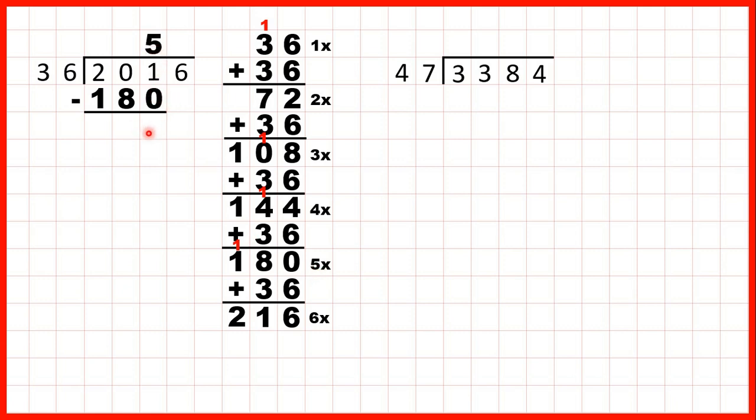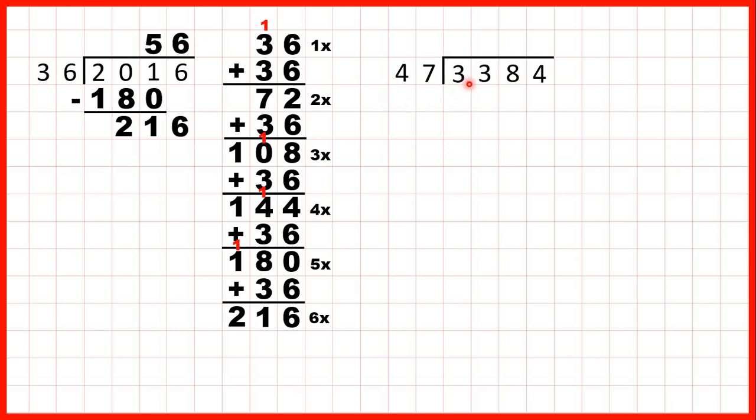Now we need to subtract and bring down. 201 minus 180 is 21, and we can bring down the 6, so we have 216 divided by 36. Now 216 is exactly 6 times 36, so we know that 6 must be the last digit of our answer.